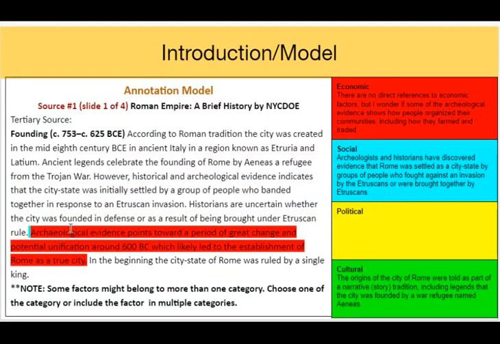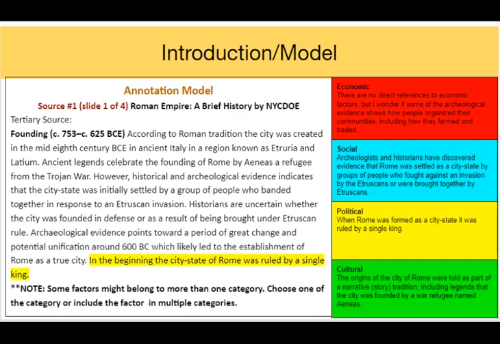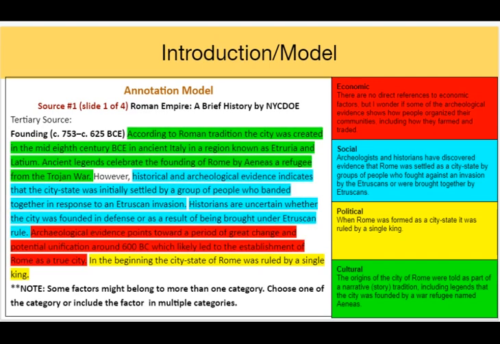Because you're going to find it for economic, how they use archaeological evidence, which leads to Rome as a city. Now, why is that economic? Notice they wonder how people got into communities. And if people are in communities and they're a city, that means they farmed and traded. So that's economic. So we can highlight it red. And finally, at the very end, it says in the beginning, the city-state was ruled by a single king. Ding, ding. It involves a king. That means that there's political rulership. And if you want to put it all together, it can look like this.